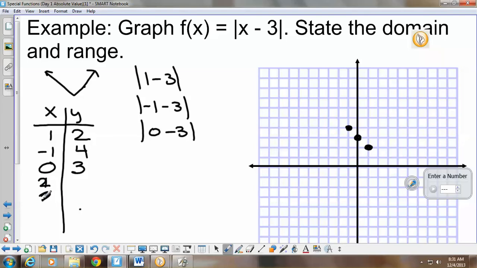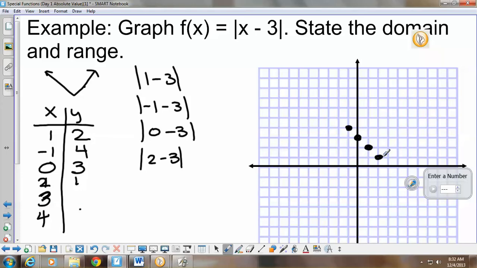2, 3, and 4. If we substitute 2 into our function, we have 2 minus 3, which is negative 1, and the absolute value of negative 1? 1. So our next point is at 2, 1. Of course, that seems to jive with the rest of our data, agree? Seems to fall on that line as it looks.